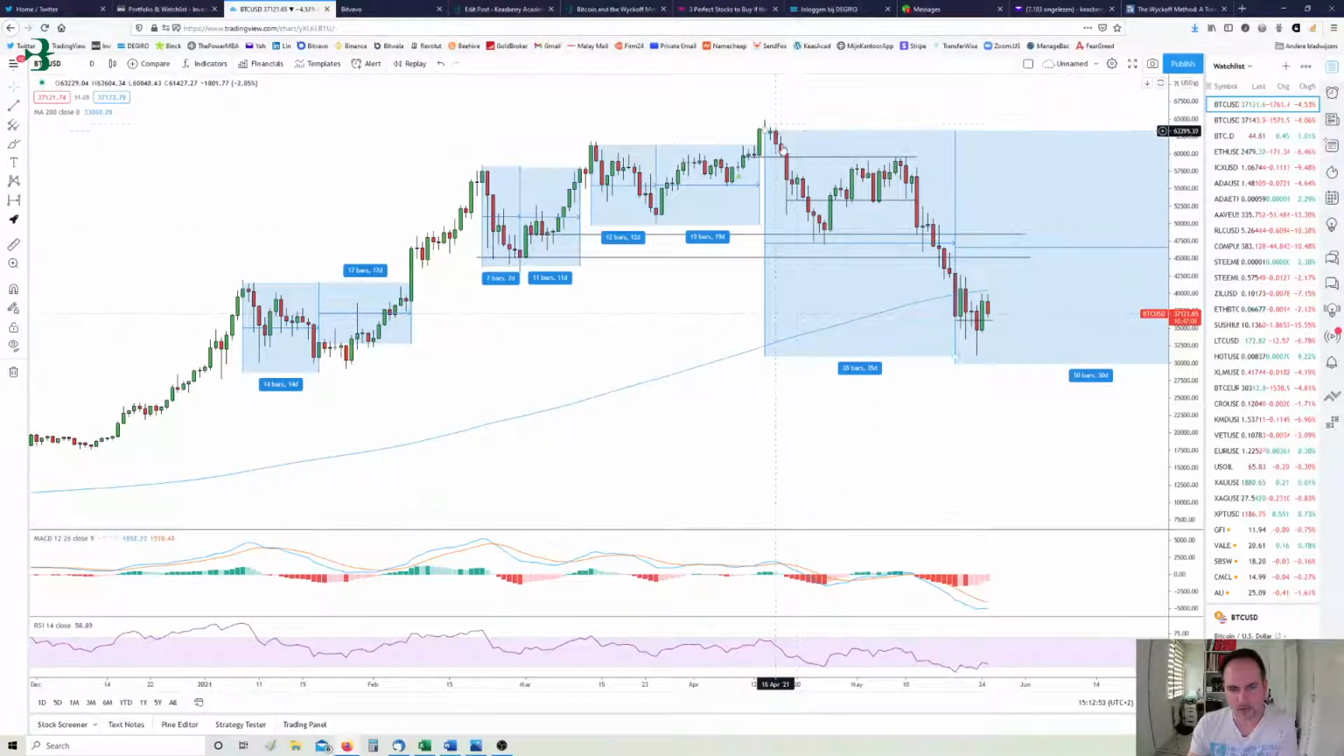12 bars correction here, 19 bars to get back to the new high. Now where we are now, we have 35 bars of a correction, which is a very long correction, longer than all the previous ones together.